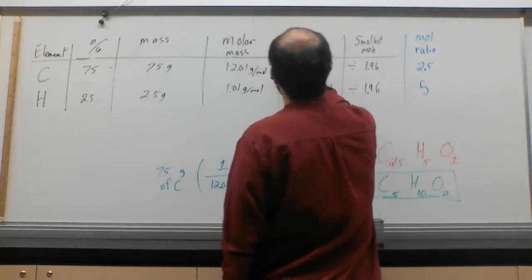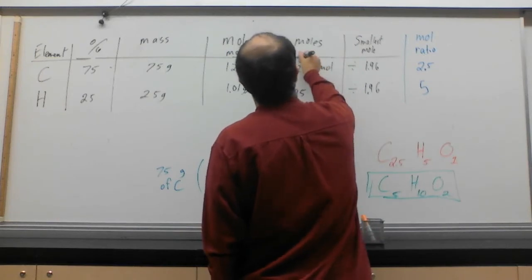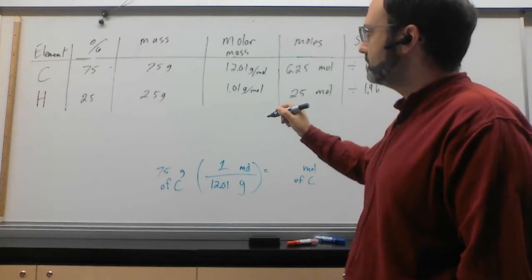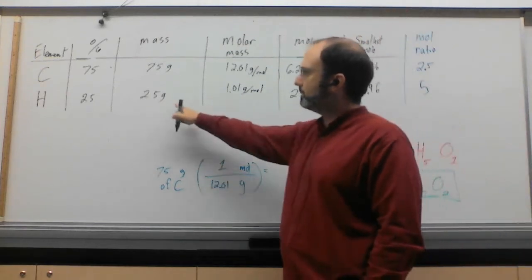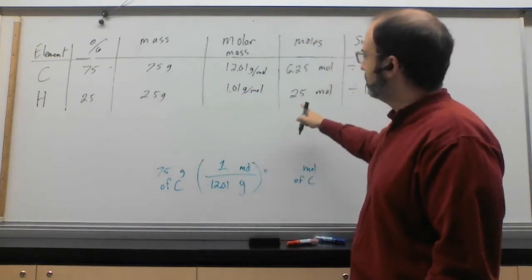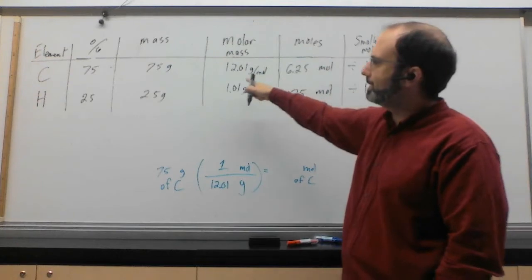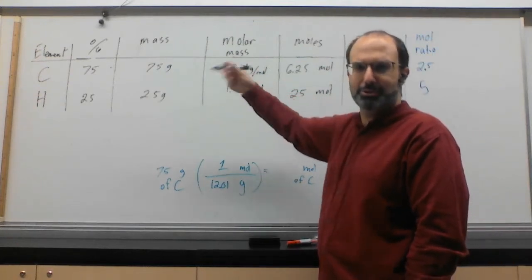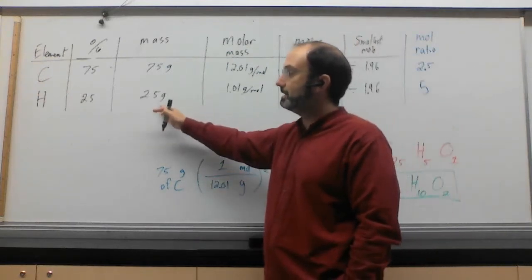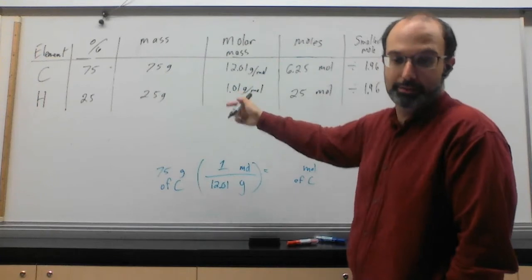6.25 and 25. Now you might look at that and go, whoa, that's crazy. Why am I getting so much hydrogen when it was only 25 grams? This is 75 grams. This is like 3 times bigger. But over here, when I do moles, I get 25 versus 6.25. Well, it's because carbon's really heavy. So even though it's got a lot of mass, there's not a lot of carbon to do that. 25 grams of hydrogen is literally 25 moles of hydrogen, because hydrogen only has a mass of 1.